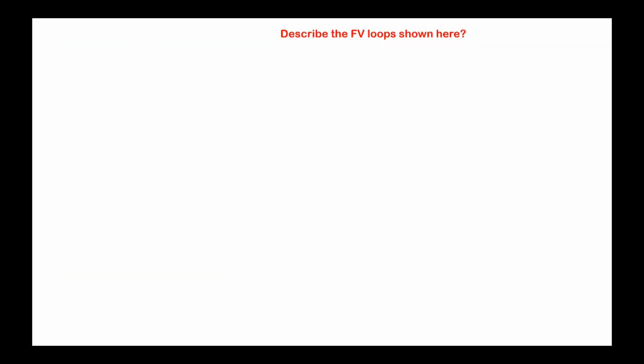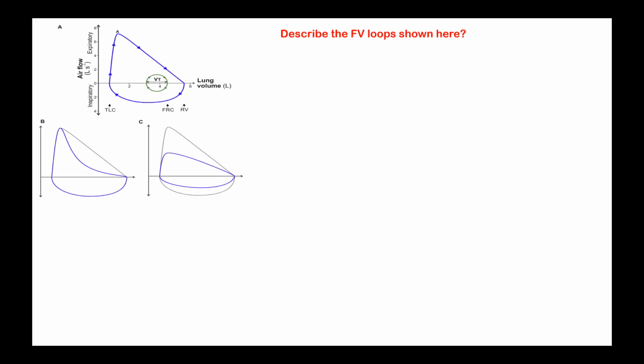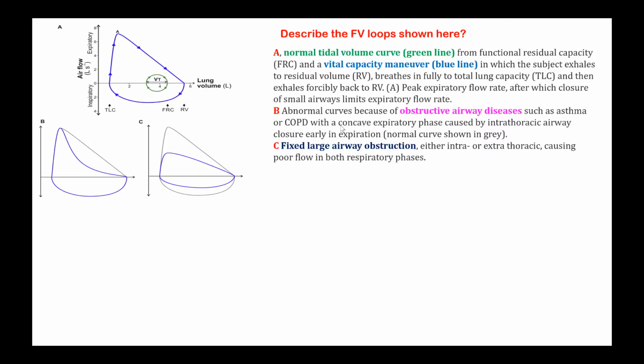Now describe the flow volume loop shown here. A is normal, B is obstructive, C is restrictive, sir. Fixed intrathoracic obstruction, pardon? C is fixed intrathoracic obstruction. Yeah, fixed large airway obstruction is C. B is obstructive airway disease and A is normal.